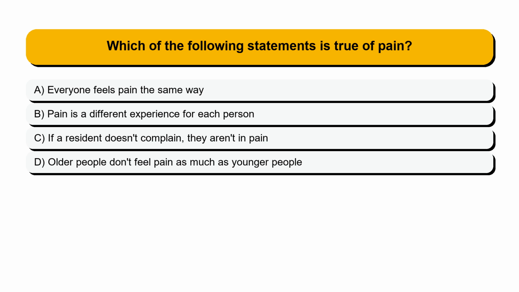Question 41. Which of the following statements is true of pain? Option A. Everyone feels pain the same way. Option B. Pain is a different experience for each person. Option C. If a resident doesn't complain, they aren't in pain. Option D. Older people don't feel pain as much as younger people.